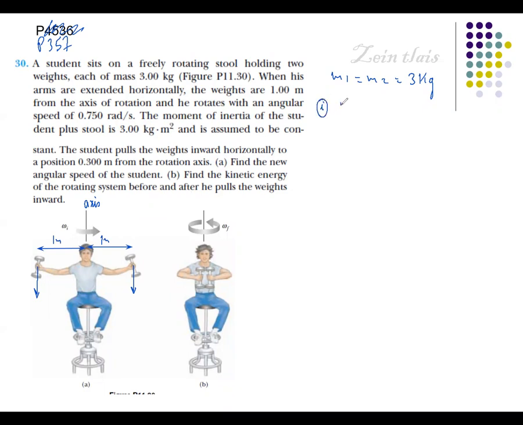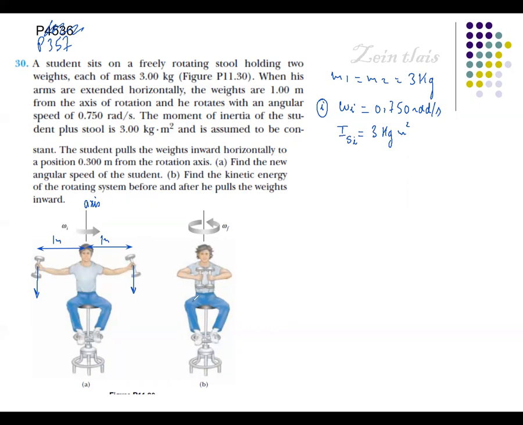In the initial state, we have omega initial equals 0.750 radian per second. I also give you the moment of inertia of the student with the stool, for this system only, without the two masses. Here, I of the student plus stool, I_S, equals 3 kilogram times meter square, in the case where the arms are extended like this.